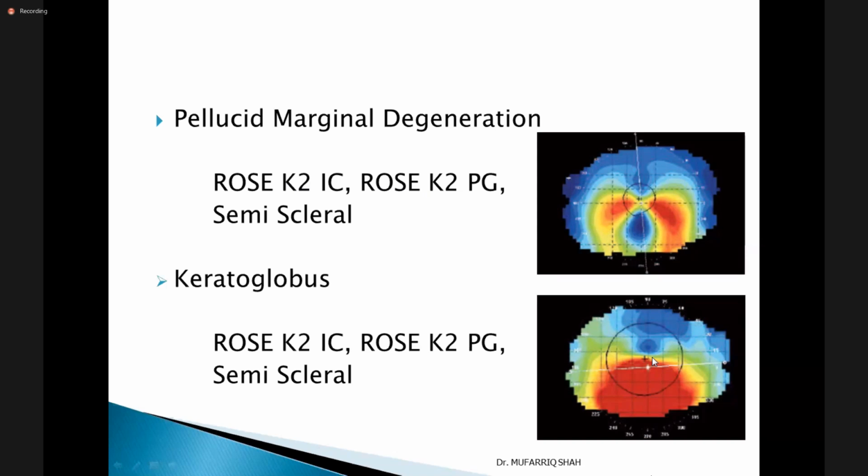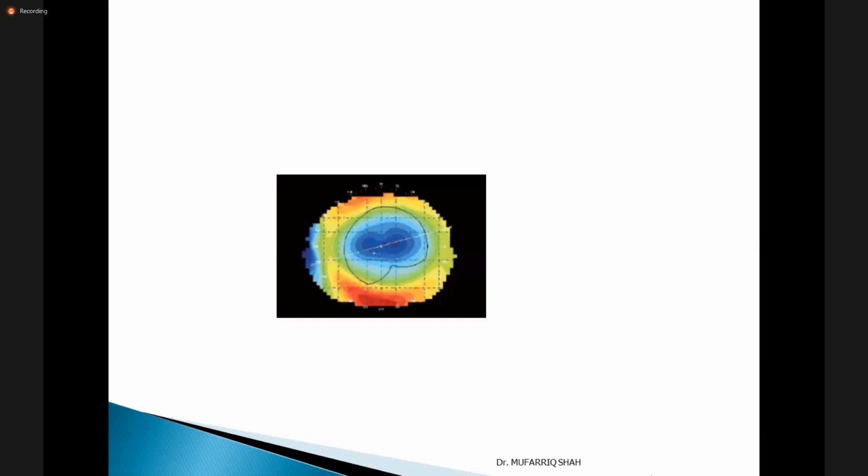The second is keratoglobus. So you can go for the Rose K IC lens, Rose K2 PG lens, or semi-scleral lenses. It depends on how advanced the stage is, and you will proceed accordingly. Again, you need the same steps. First, you need to select the lens type. Then the first step is the base curve selection. It is the same fitting procedure we already discussed.